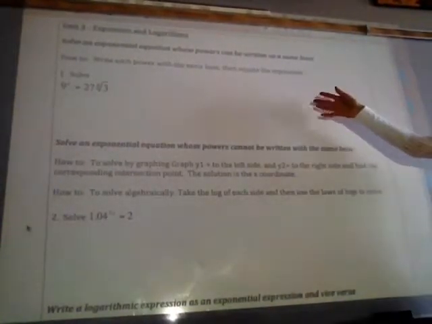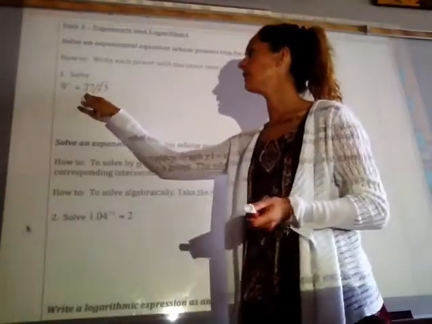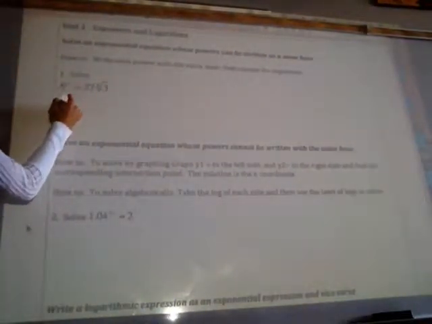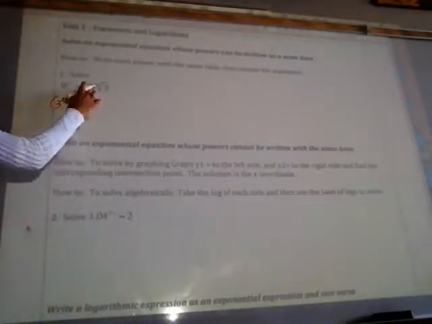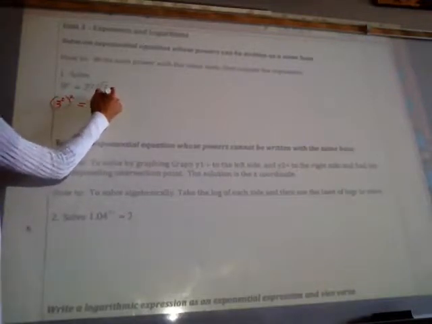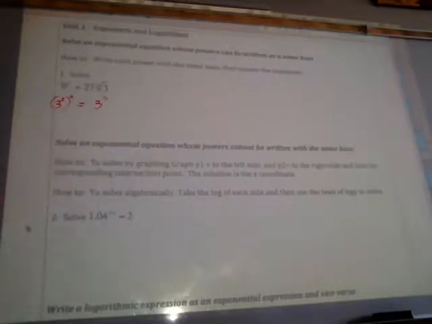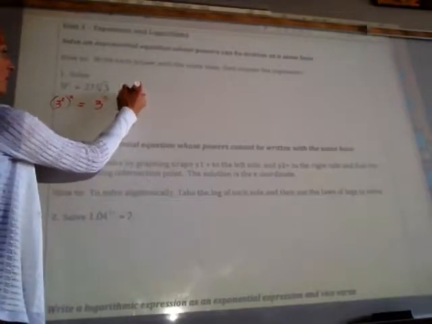Some of the questions we looked at was solving an exponential equation whose powers can be written in the same base. So looking here, can 9, 27, and 3 be written in the same base? Absolutely. 9 can be written as 3 squared, and then it will be to the power of x. 27 can be written as 3 cubed. And this fourth root of 3 can be written as 3 to the power of 1/4.